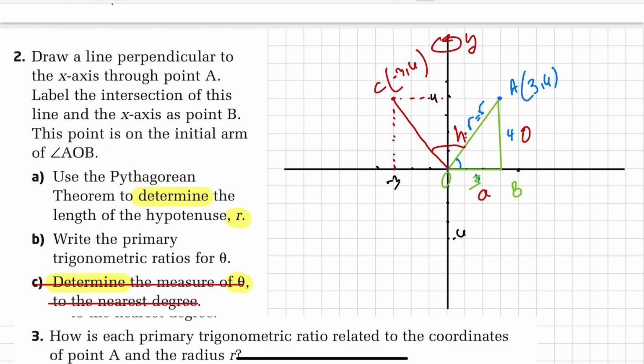No, let me use another color. For example, you can use this. So this angle. Okay. So the first thing, we draw a perpendicular line, which is this. This is my D.